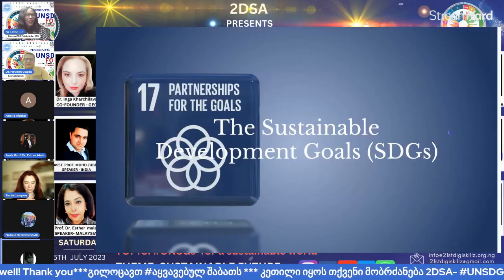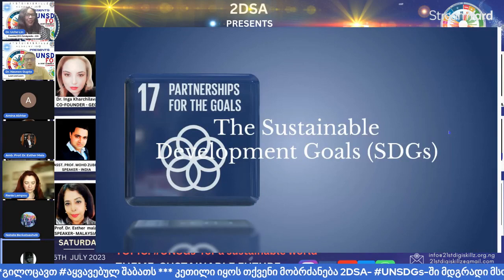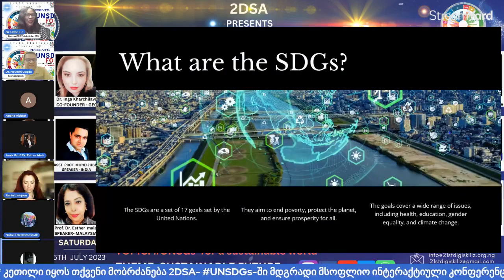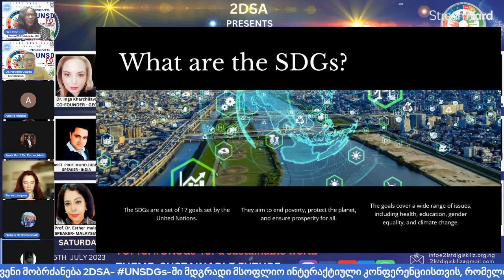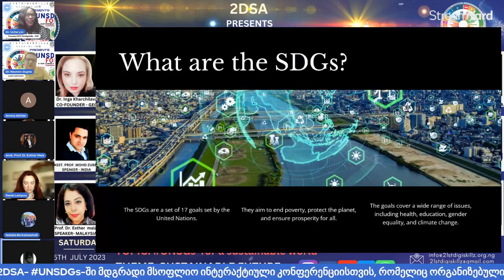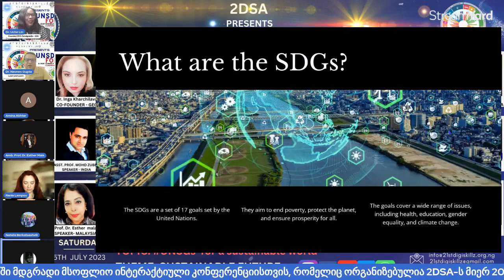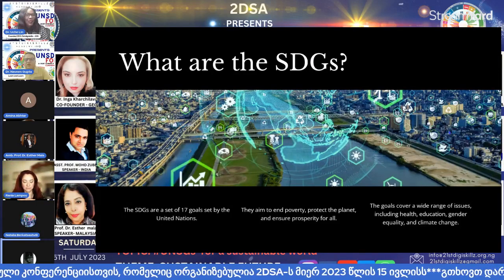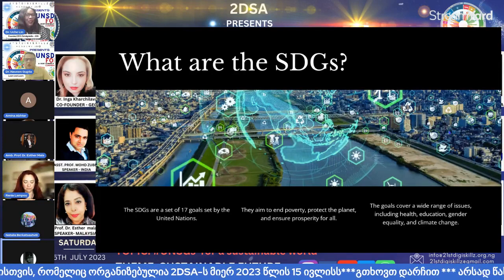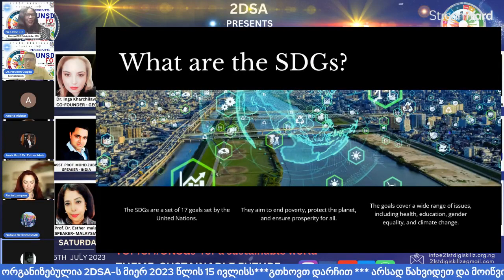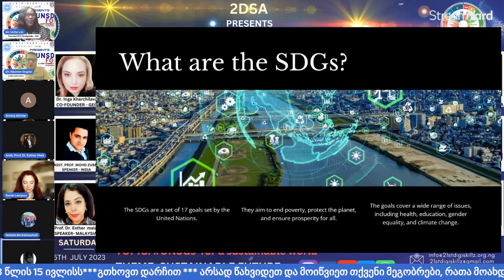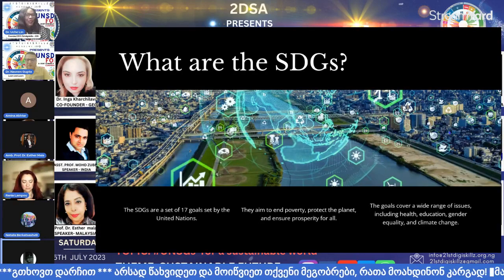Now, what are the 17 SDG goals and why does the UN want to implement all this? The SDGs are a set of 17 goals set by the United Nations. What's the purpose? To end poverty, protect the planet, and ensure prosperity for all people across the globe. The goals cover a wide range of issues including health, education, gender equality, and climate change. So I'm going to just give you some of the goals.